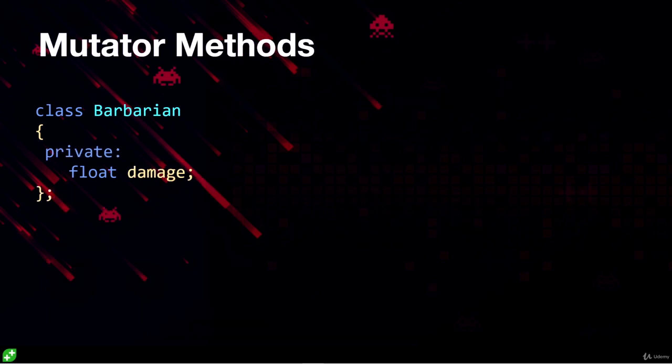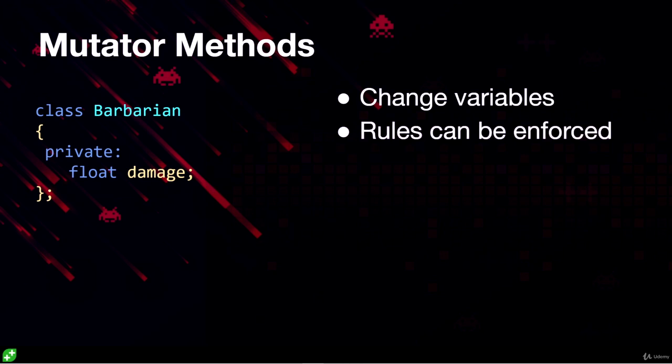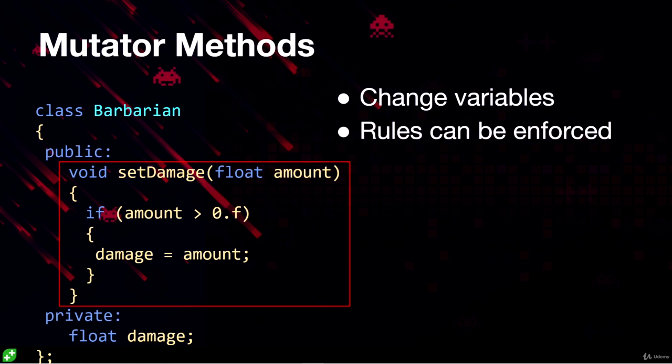Now, mutator methods allow us to actually change variables. The advantage of having a function to change a class's members is that it allows us to enforce rules dictating the way we change the state of the class. Here's a setter, also known as a mutator method, for the damage variable. Notice that we're enforcing a rule here when it comes to changing damage. We only change damage if amount is greater than 0. Thus, we can't assign a value to the damage variable that wouldn't make sense in our game or program.